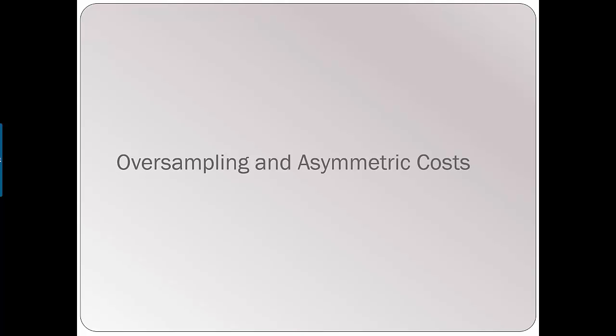Now let's turn to oversampling and asymmetric costs. Oversampling is done when your data set has very few events. Okay, so you have like 10,000 records and only 100 of them are events, or something like that, which can happen, which is not uncommon. So in that case, in order to have a good size train data, you may want to oversample the events rather than using stratified random sample.